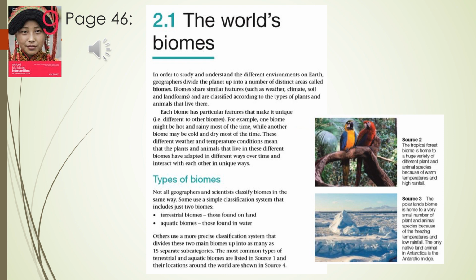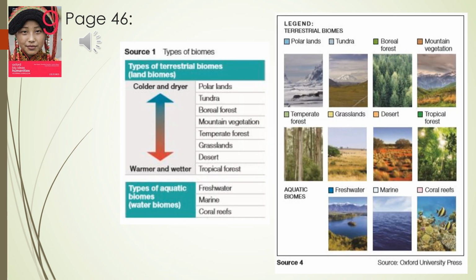The most common types of terrestrial and aquatic biomes are listed in Source 1 and their locations around the world are shown in Source 4 on the next slide. So you'll see on this slide that we have two different sources. The first one, Source 1, shows us the different types of biomes and has classified them from the cold and dry biomes through to warm and wet biomes. And it's also identified the three types of aquatic biomes, which are freshwater, marine and coral.